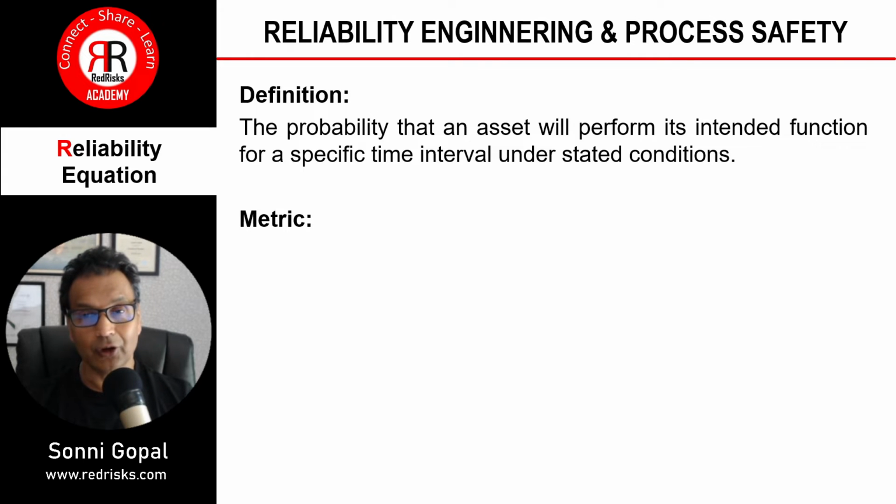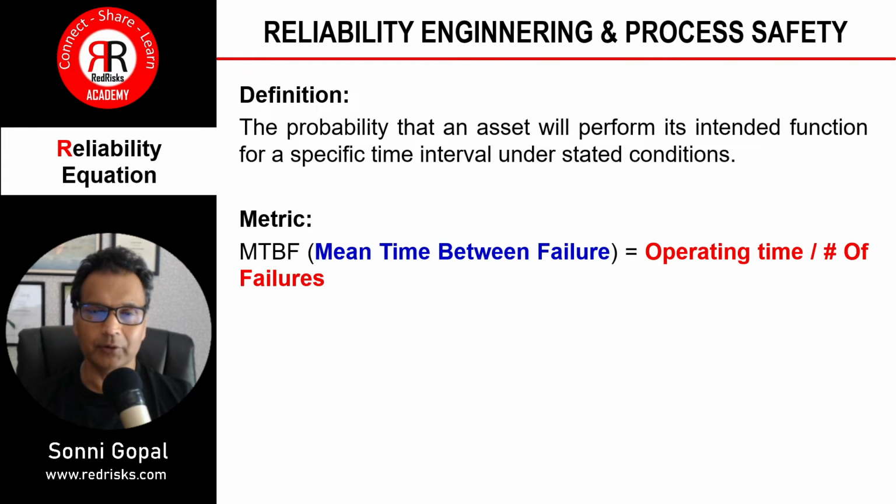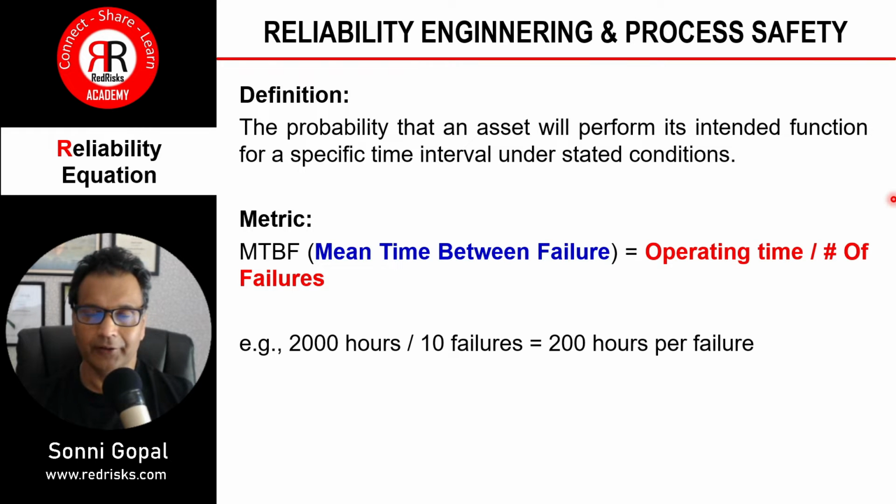The metric that is commonly used for this is the mean time between failure. And that's a very simple equation. It's the operating time divided by the number of failures. So if a plant has 2,000 hours of operating time and there have been 10 failures, that's 200 hours per failure in terms of mean time between failures.